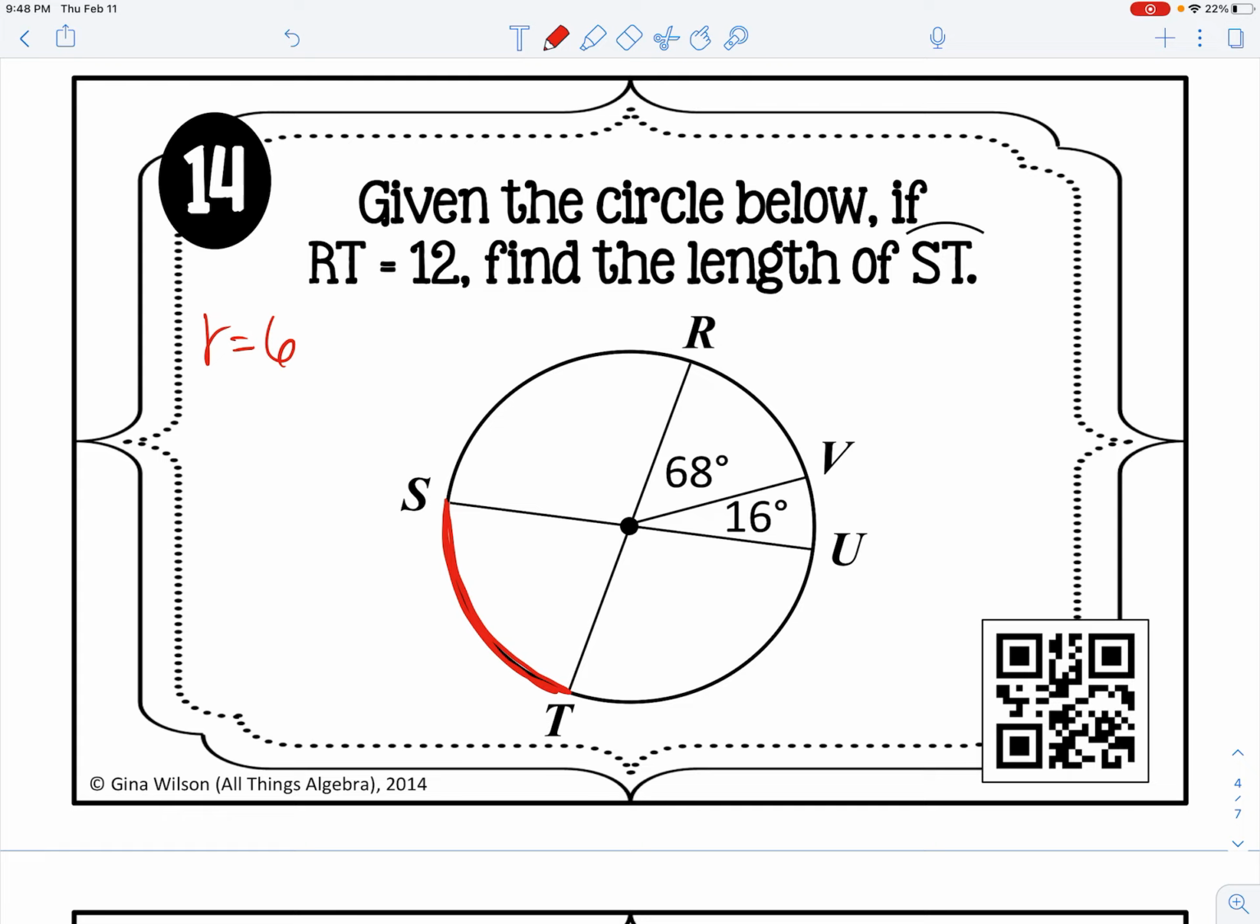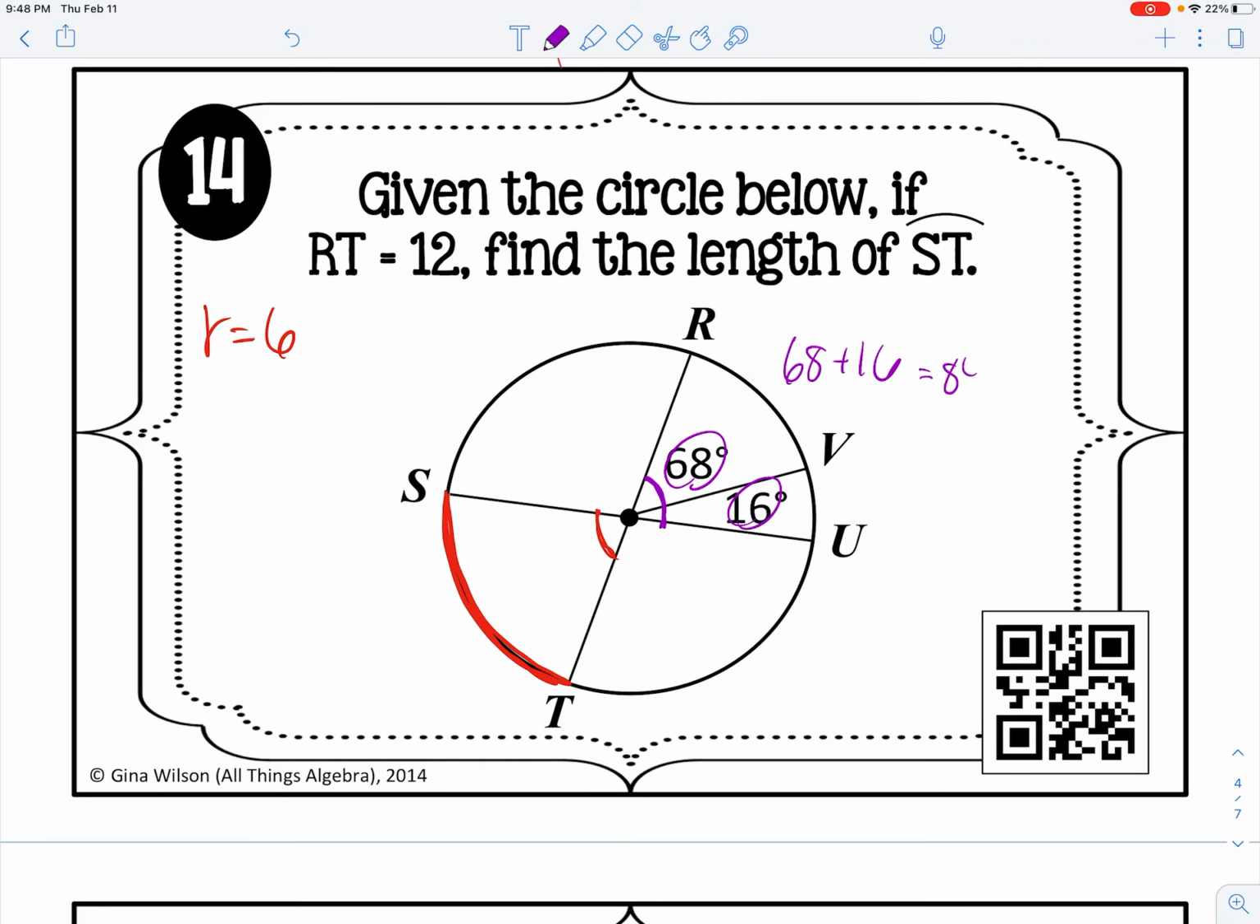We know our radius, and we need to find our angle, this angle right here. How I would find that is it's right across from this whole thing, so we can add these two together to find that red angle. Together they're a vertical angle to that red one. So 68 plus 16, I got 84.